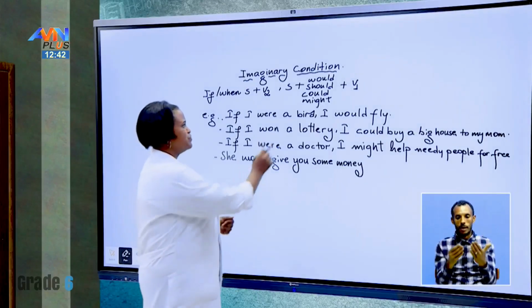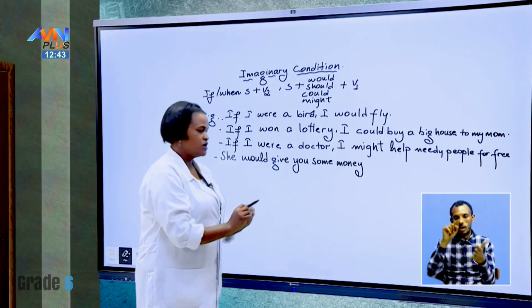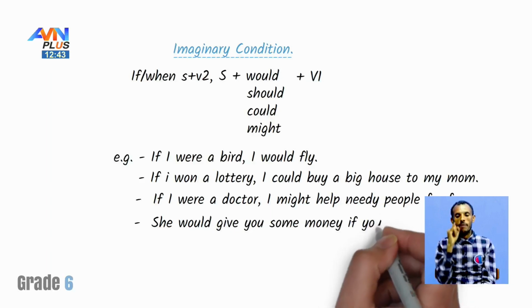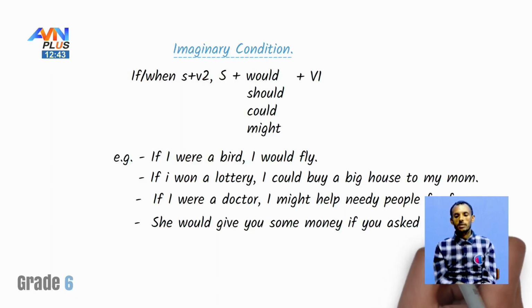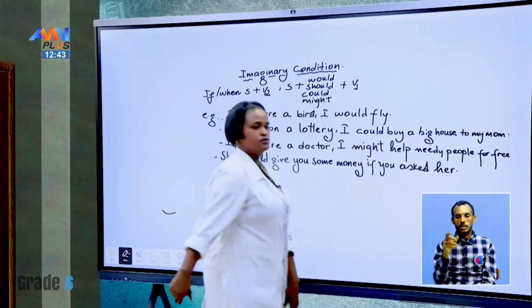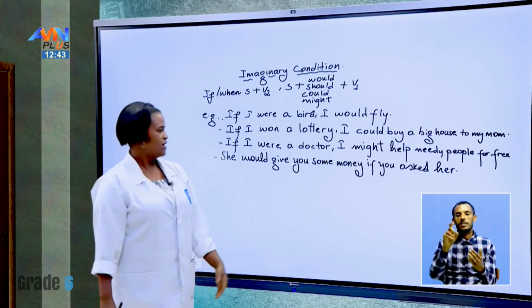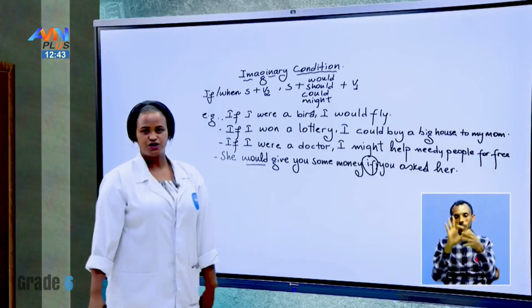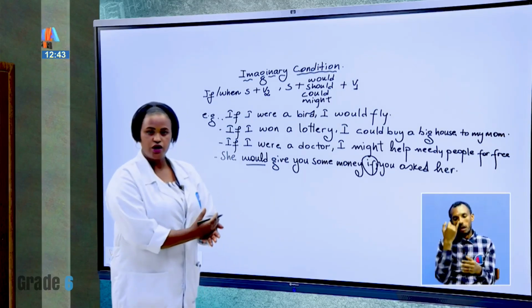Now, my sentence begins with the main clause, so I don't need to put any comma, all right? Just simply go to the if part. She would give you some money if you, yeah, asked. If you asked her, you see? She would give you some money if you asked her. You see? We begin with the main clause, then we don't need a comma. Then we have our if part. So, if you asked her. That means you can start in either way, either with the if clause or with the main clause.